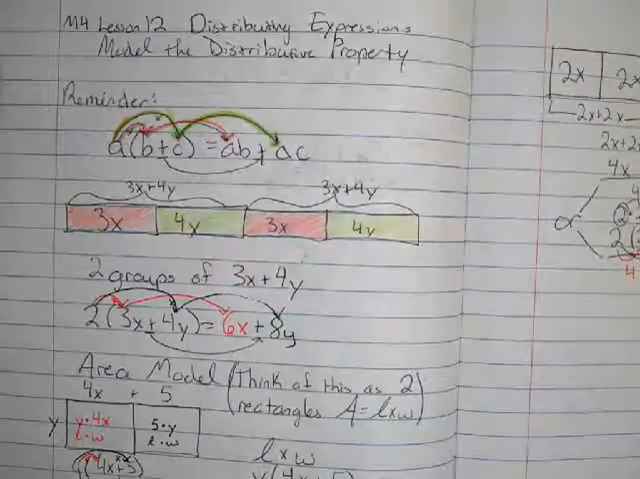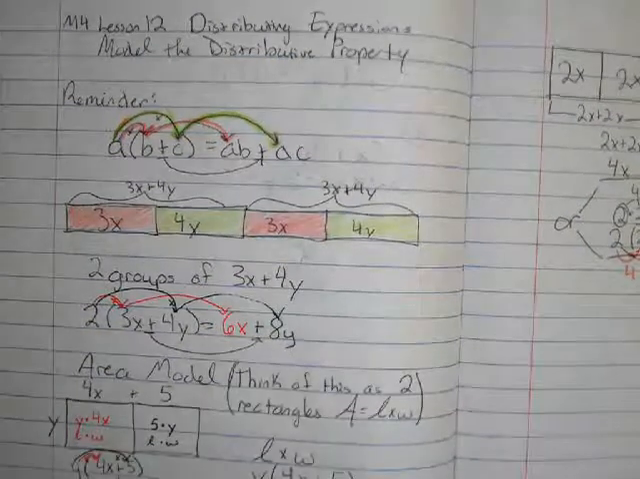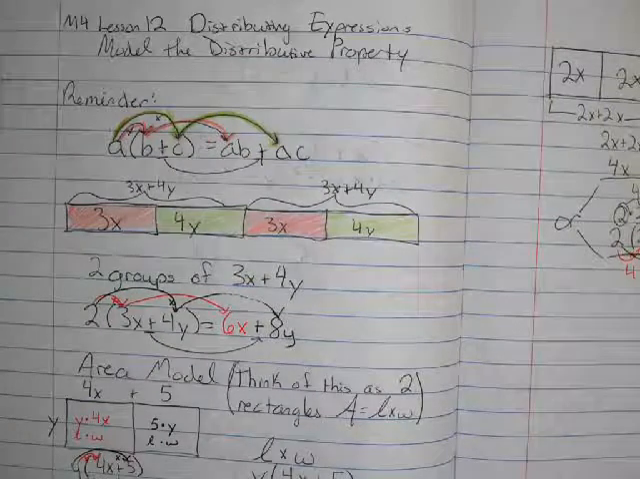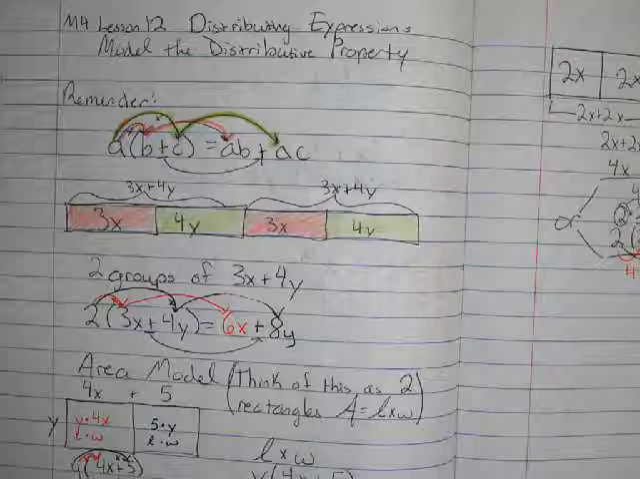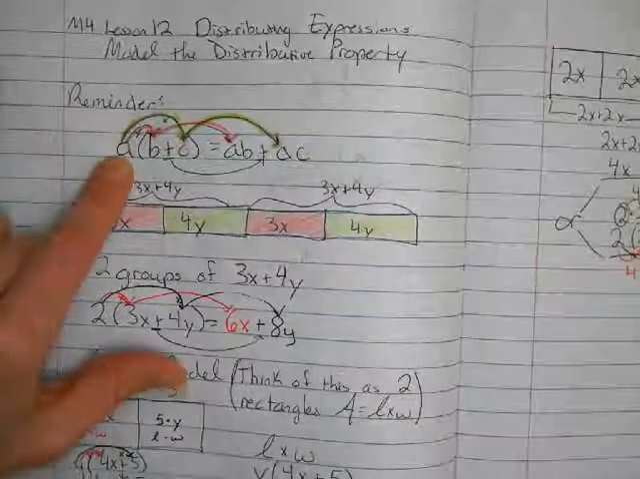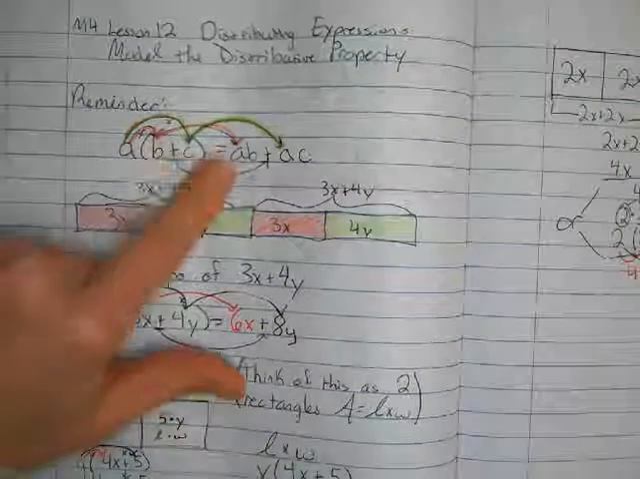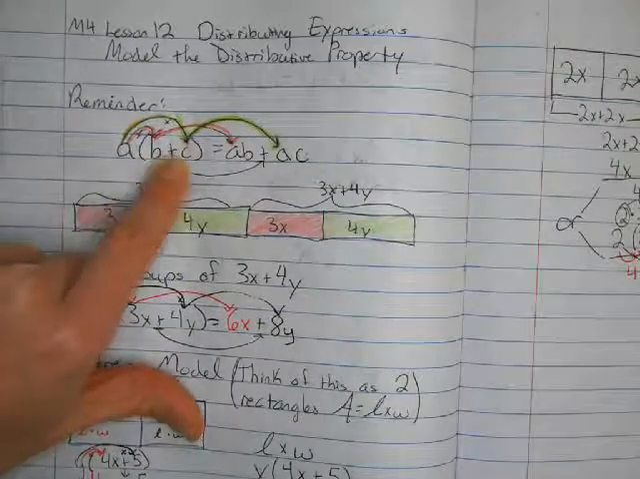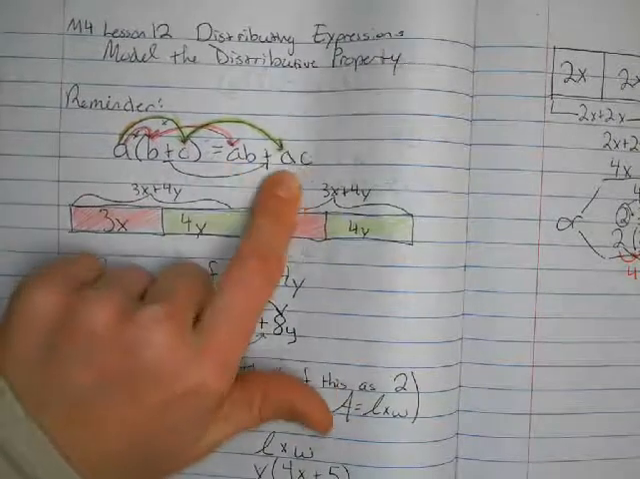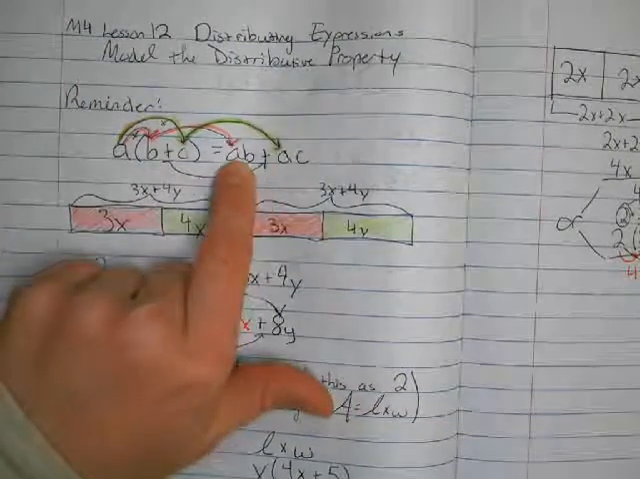In lesson 12, we're going to continue with looking at the distributive property, and we're going to look at how you can use models, specifically tape diagrams and area models, to represent the distributive property. So if you look right here, a reminder, when you have a number times the quantity of a number plus another number, we can use the distributive property to create an addition problem with the multiplication there.